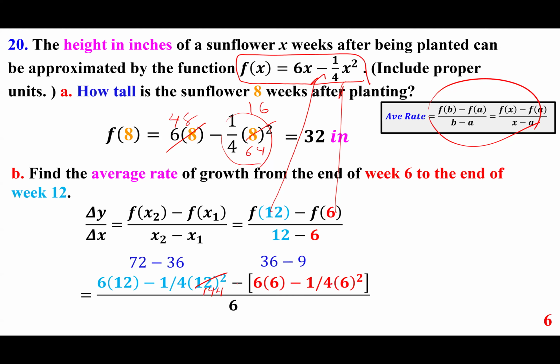So if I apply the negative, I get minus 36 plus 9, and I get plus 9 over 6, which is 3/2. Now, units of y over units of x. So 3/2 of an inch per week. Okay. Y represents the height, x represents the time in weeks.